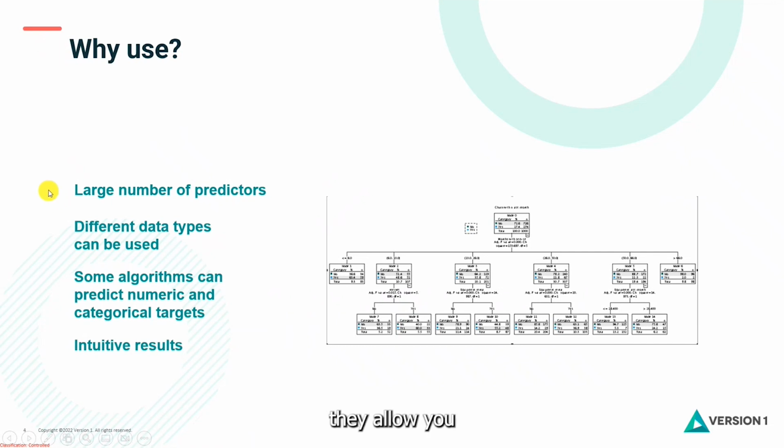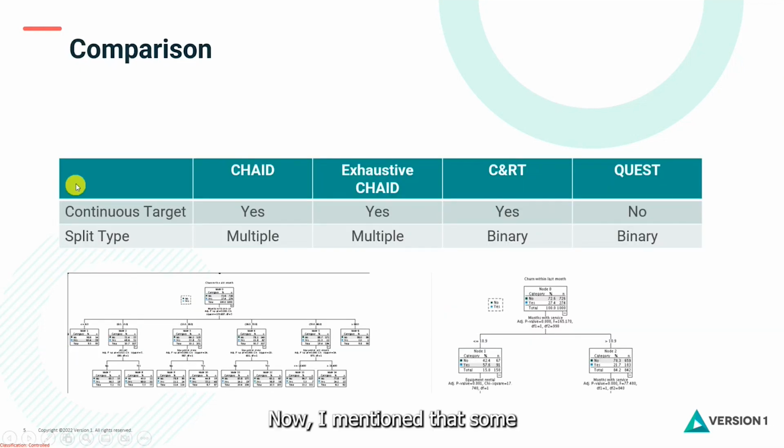Well, first of all, they allow you to have a large number of predictors, and those predictors can have different data types. So you can bring in nominal data, ordinal data, scale data. Some algorithms can predict both numeric and categorical targets, so that can be very useful. And the results are intuitive. And I'll take you through a decision tree, and you'll see that it's easy to understand the output that you're getting.